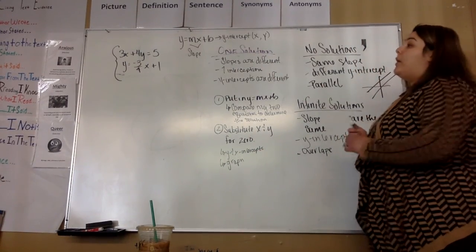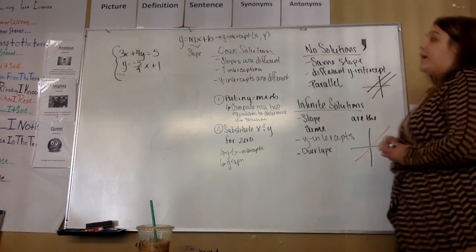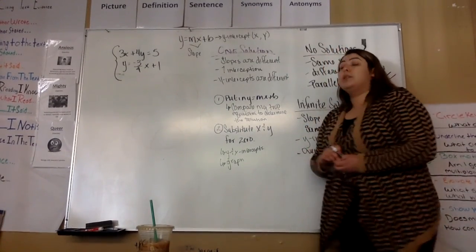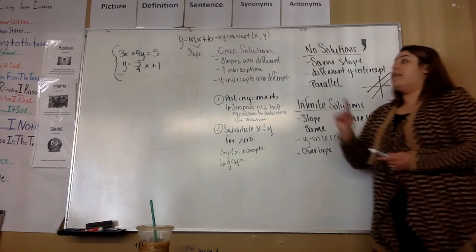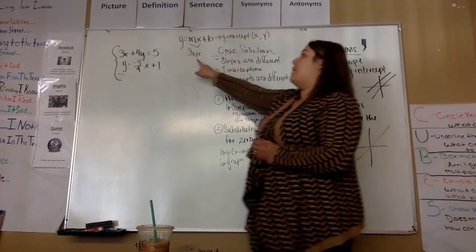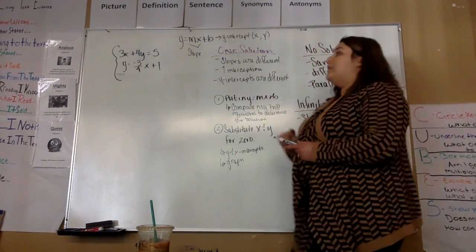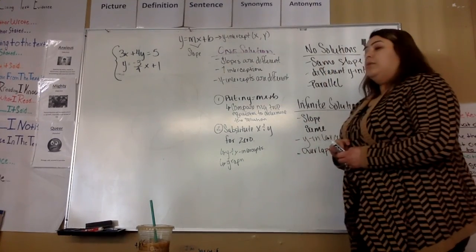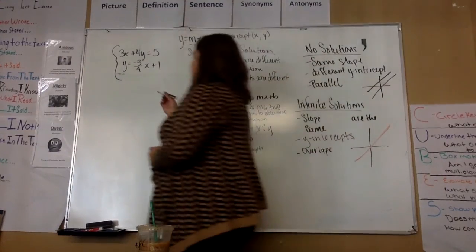So let's look at our equations again. We have 3x plus 4y equals 5 and y equals negative 3/4 x plus 1. Miriam already said that one of our equations is in the y equals mx plus b form. What do I need to do to that other equation? Put it in the y equals mx plus b form.